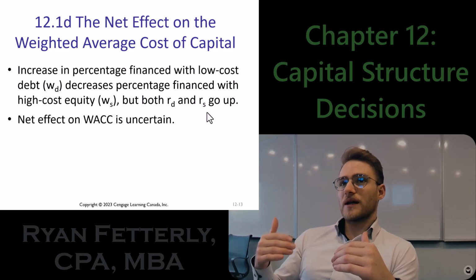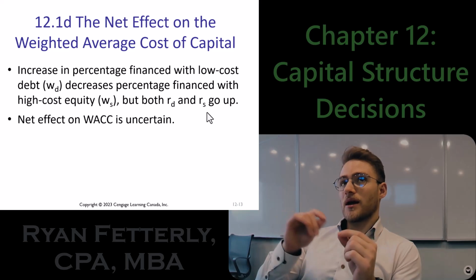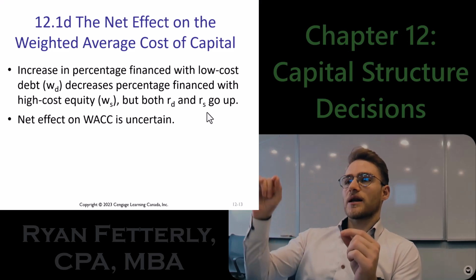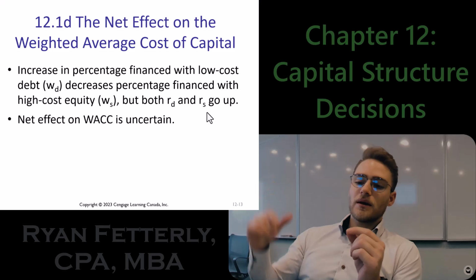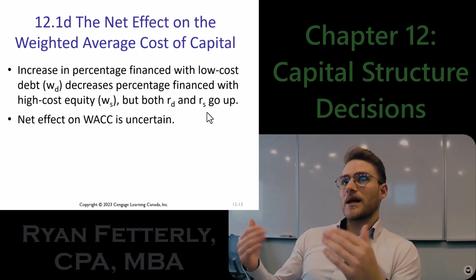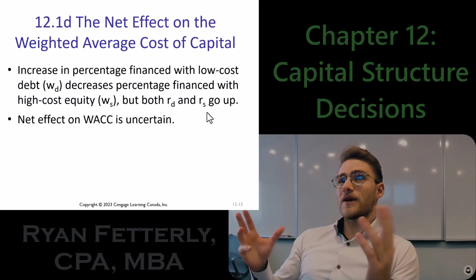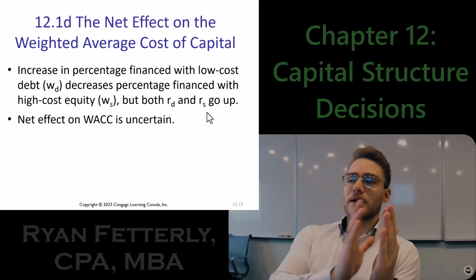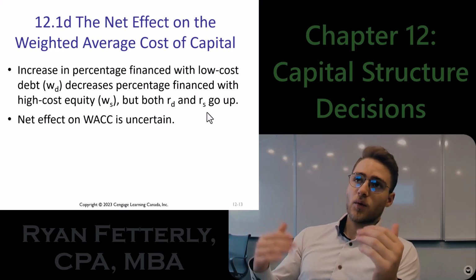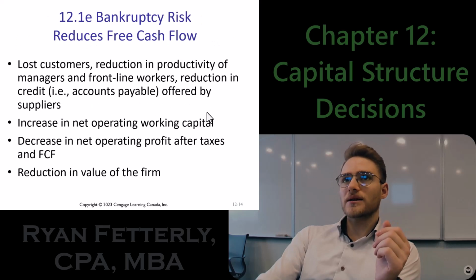But we also have to consider that the more debt we bring in, the cost of our debt is going to increase and the cost of equity is going to increase as well, right? So in a lot of cases, the net effect on weighted average cost of capital can be uncertain. But as I will show you, at a very, very high level, for at least a portion, it will bring down your weighted average cost of capital to a point, as we look at how this works in practice.